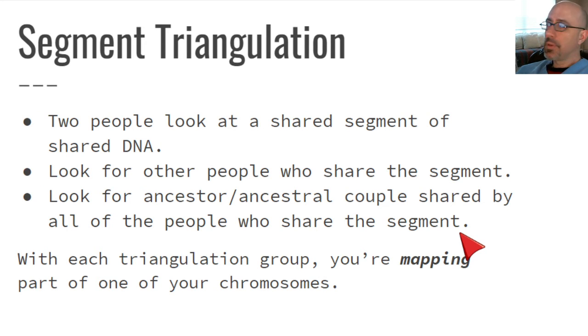So moving on to the main topic here of this presentation, I'll talk about segment triangulation now. The basic idea here is that two people will look at a shared segment of DNA and then move on to look for other people who share that segment of DNA and look for an ancestor or ancestral couple who passed that segment of DNA down through the generations to the present day generation. And basically, in this process, you're mapping out the ancestral source of your DNA on physical locations of chromosomes. So we'll flesh that out here as we move along.